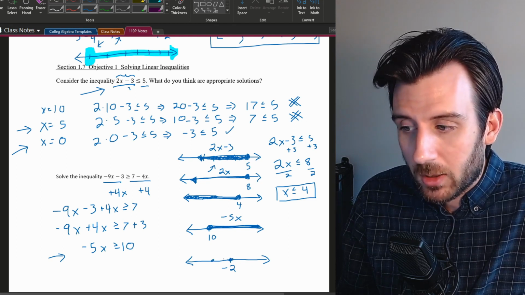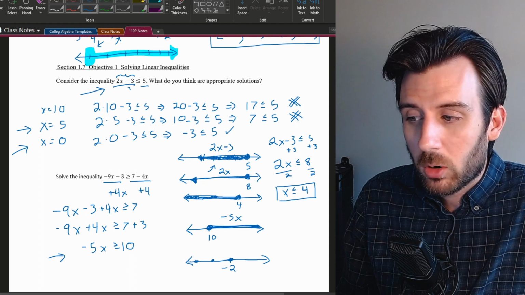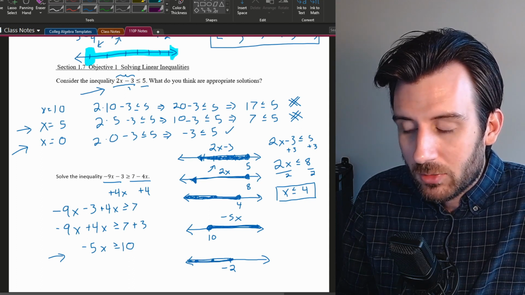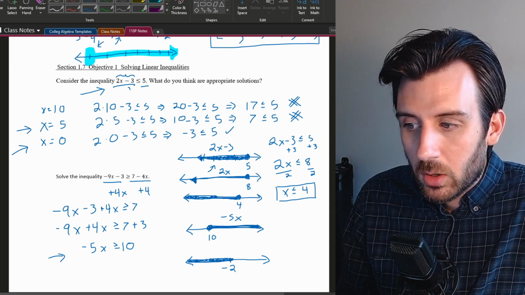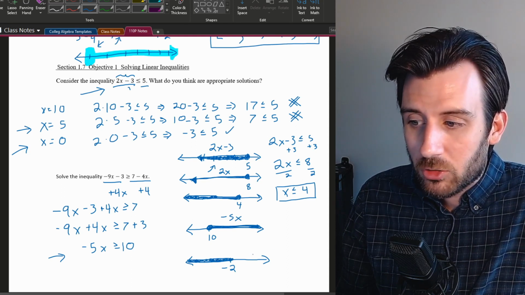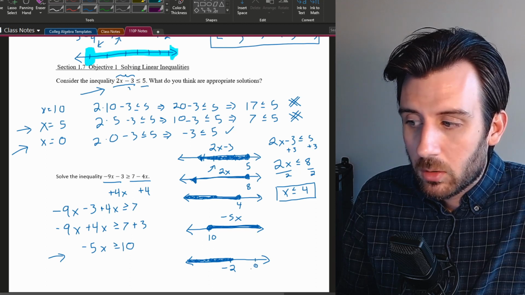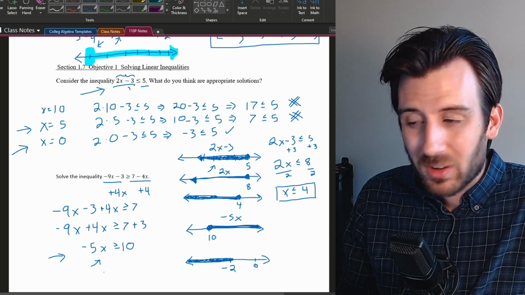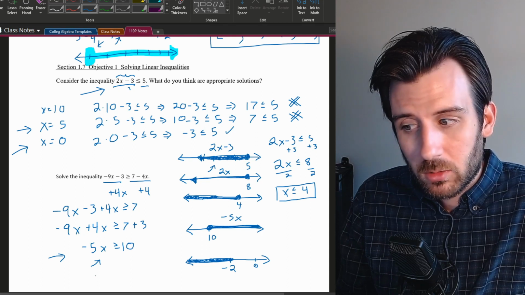-2 is going to be part of my pile. And you'll see that if you try -4 or -400, all of those are part of your pile as well. So the left-hand side works, but the right-hand side does not. If you chose a number over here, like let's try the number 0, and you put it in right here, -5 times 0 would be 0, and 0 is not greater than or equal to 10.